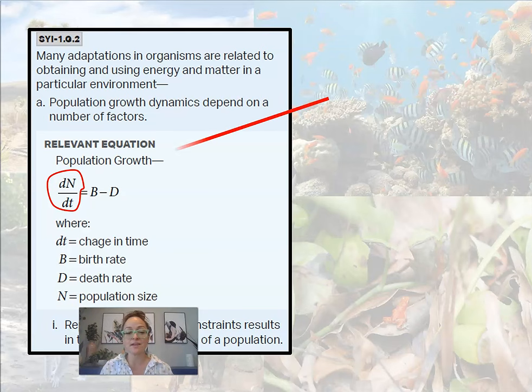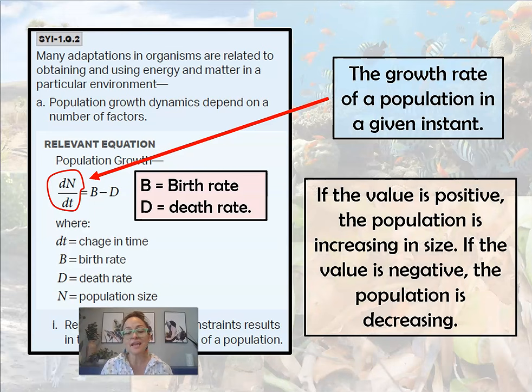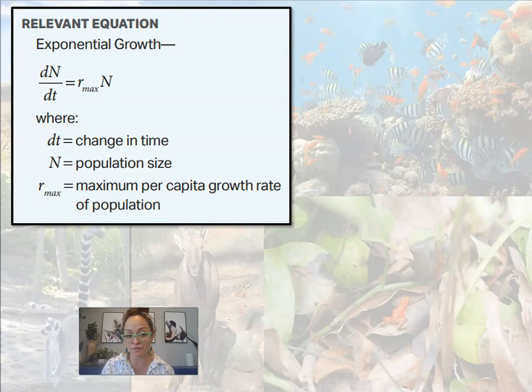Now, this area that I've circled here uses notation that you would use in a calculus class, but really that dN over dt is talking about how the population is changing over time. Like, how is it growing? What is its growth rate? And so here, it's just words for what I just said: if a population is increasing in size, you'll have a positive growth rate. If it's decreasing in size, you'll have a negative growth rate.